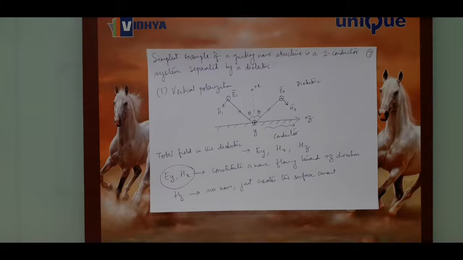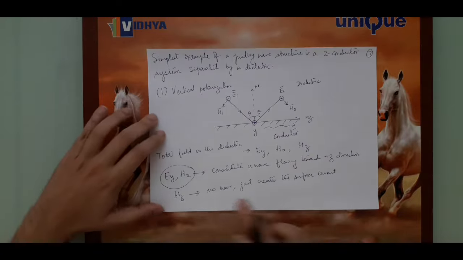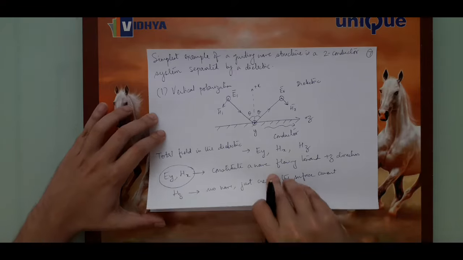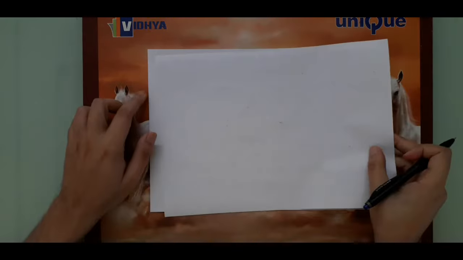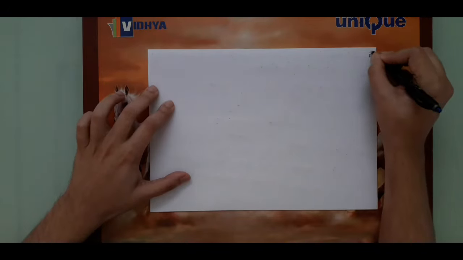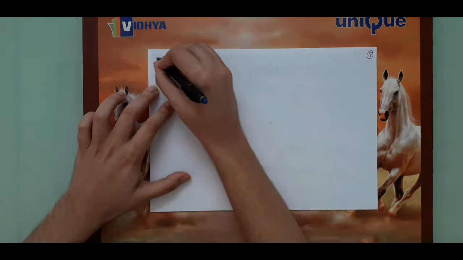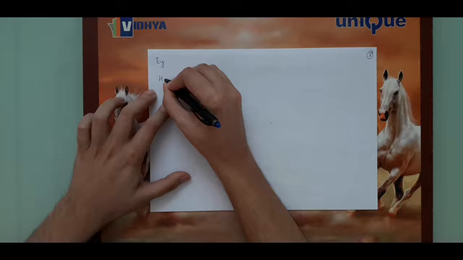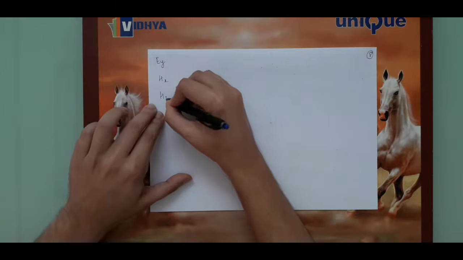So what we had seen in the previous class in the discussion of vertical polarization, we had essentially written these fields as a function of z. So let's write that down again. So there are three components now: EY, HX and HZ.